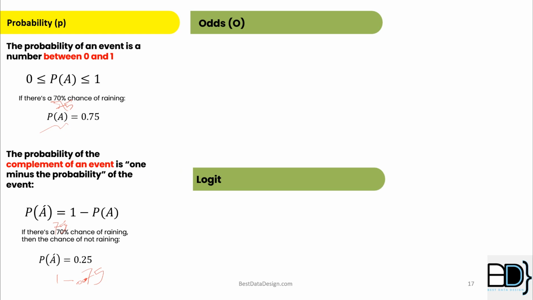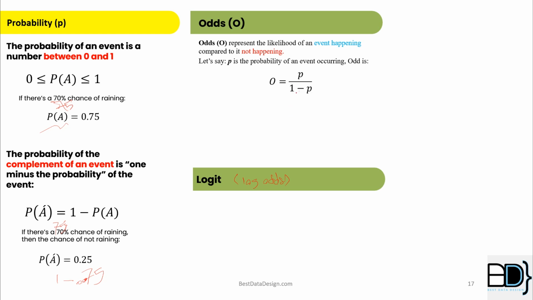Now let's talk about odds and log odds. Logit, log odds. Odds represent the likelihood of an event happening compared to it not happening. Let's say P is the probability of an event occurring. So odds is P divided by 1 minus P.